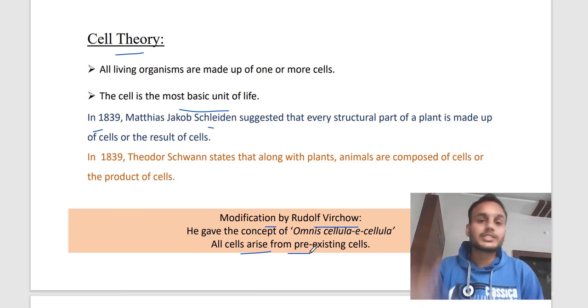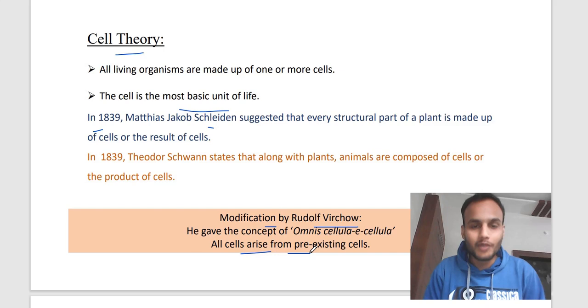That's why a cell is considered the first living entity, and from there the first cell came, and now the cell has divided and developed more and more cells. You will study further about the cell, its first development and its evolution in higher classes. For now I have told you that the first cell developed through chemical evolution, right? After the first cell, it gave rise to new cells. So all cells arise from pre-existing cells, as given by Rudolf Virchow.